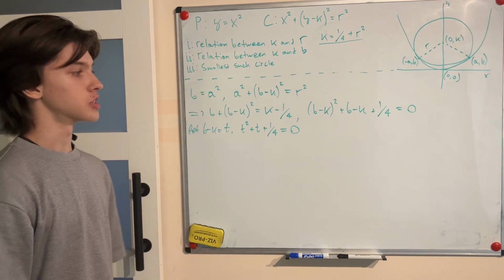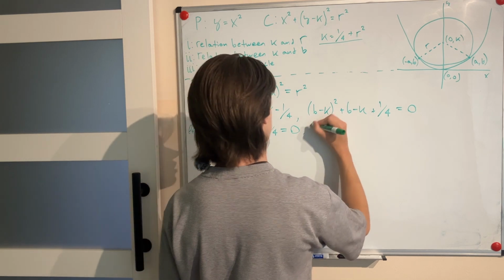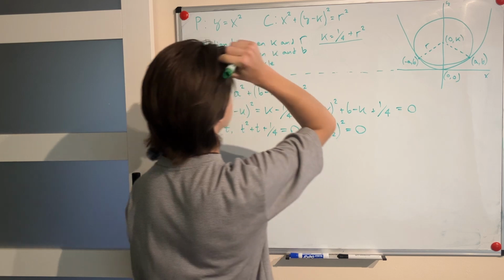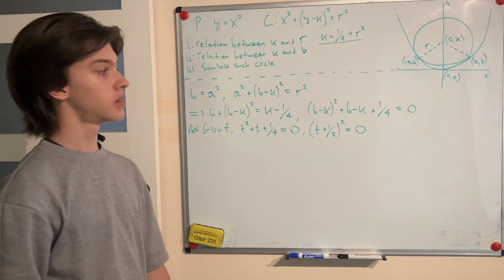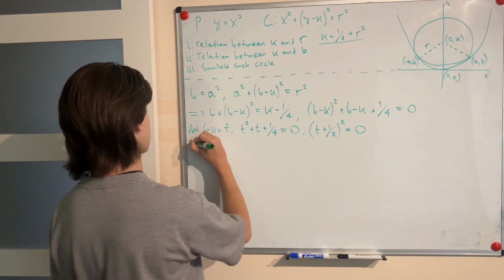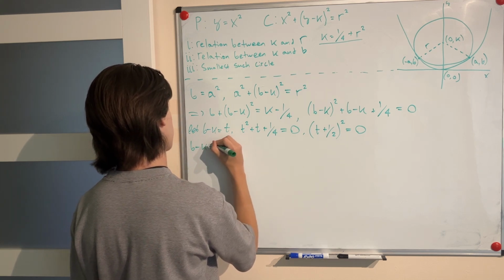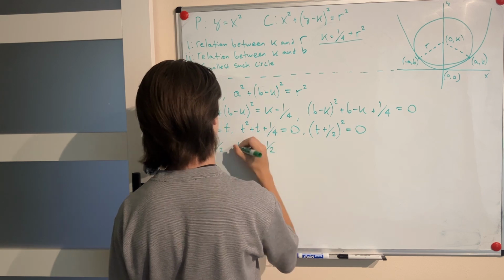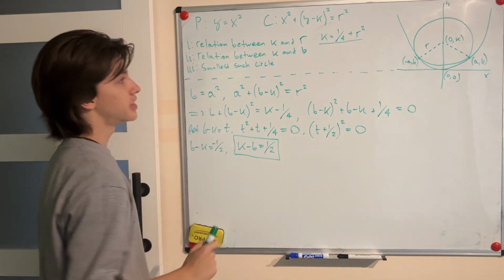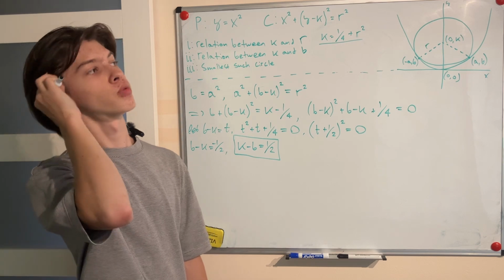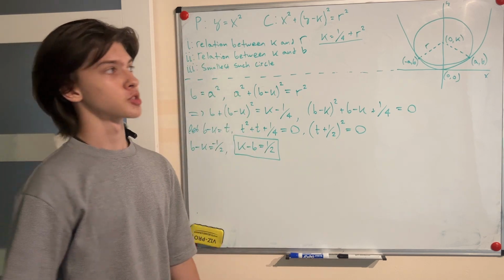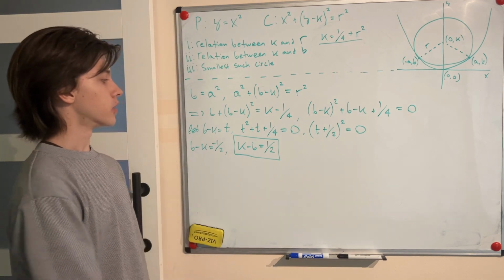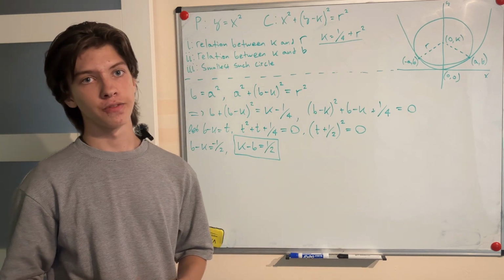If you don't believe me, you can easily verify it. That means t plus 1/2 quantity squared is equal to 0. That means there's only one solution for t, which is negative 1/2, which means that b minus k is equal to negative 1/2, or even better, k minus b is 1/2. Why even better? Because now we know that in any circle that is tangent at 2 points to a parent parabola, the difference between the y-coordinate of its center and the y-coordinate of the point of tangency will always be 1/2, which is very neat.